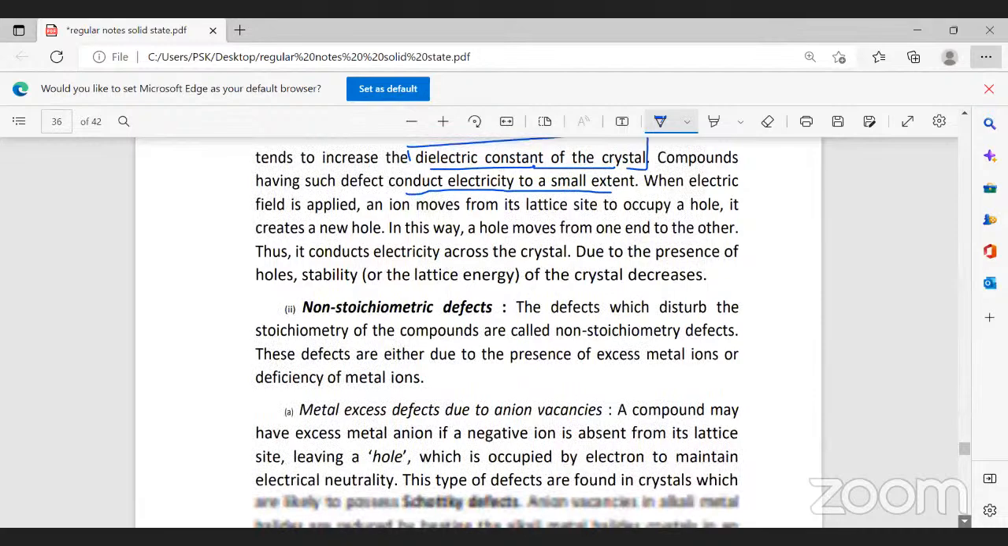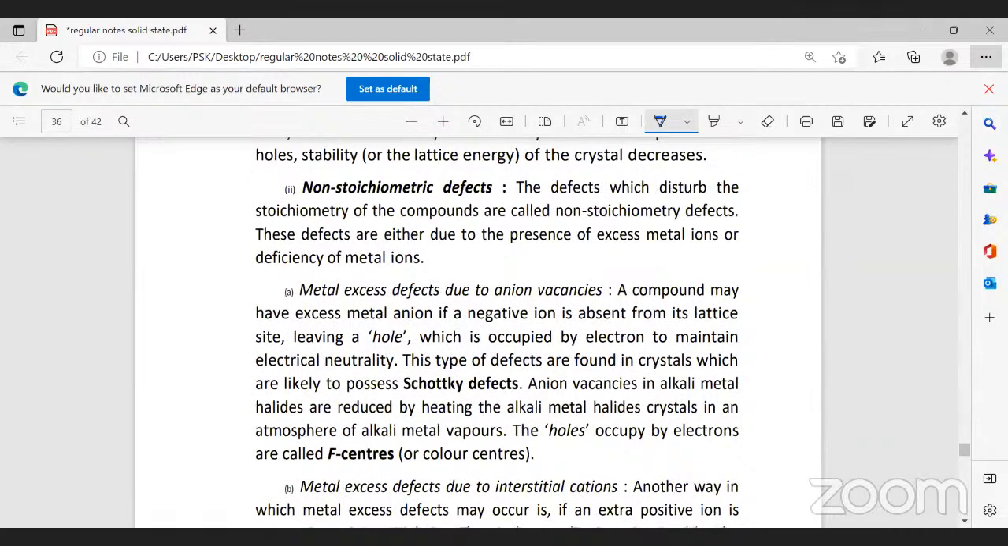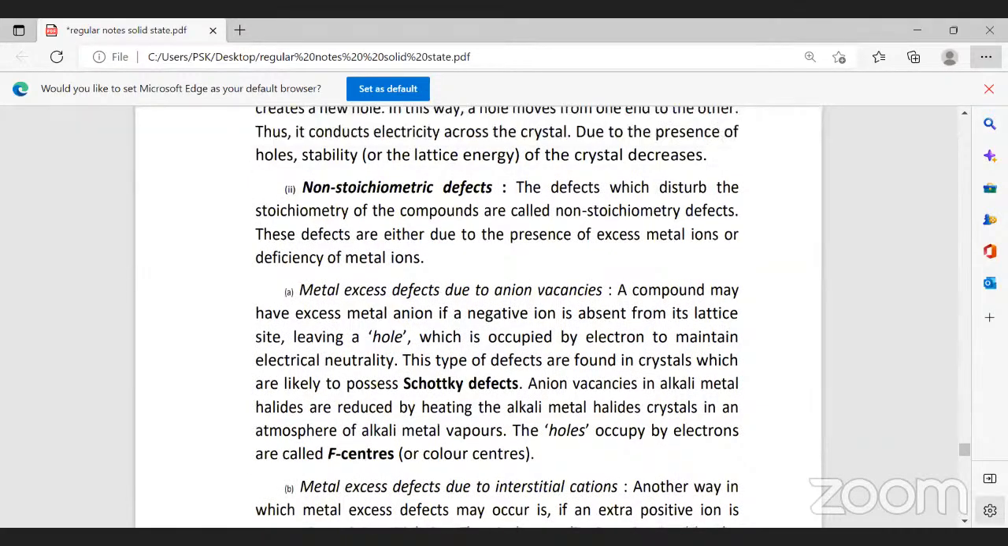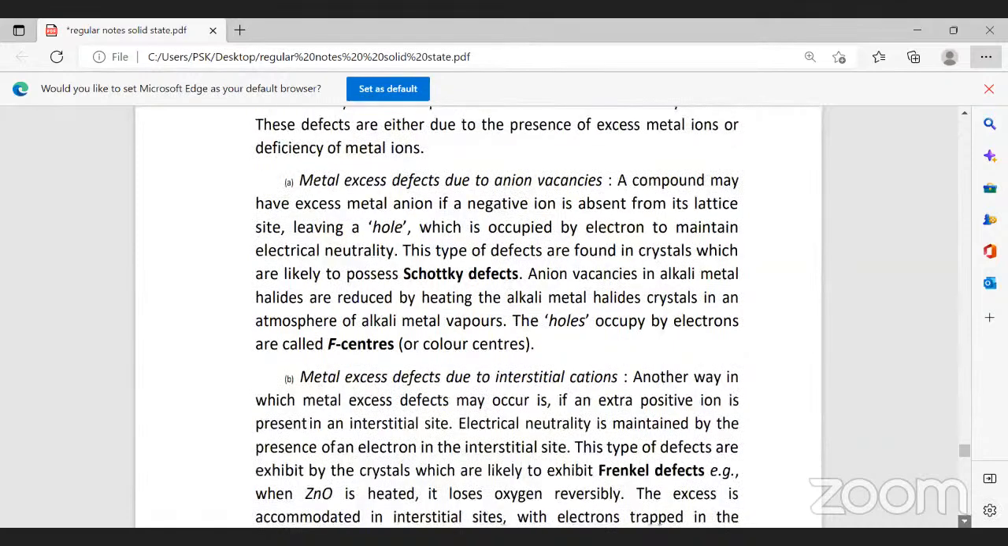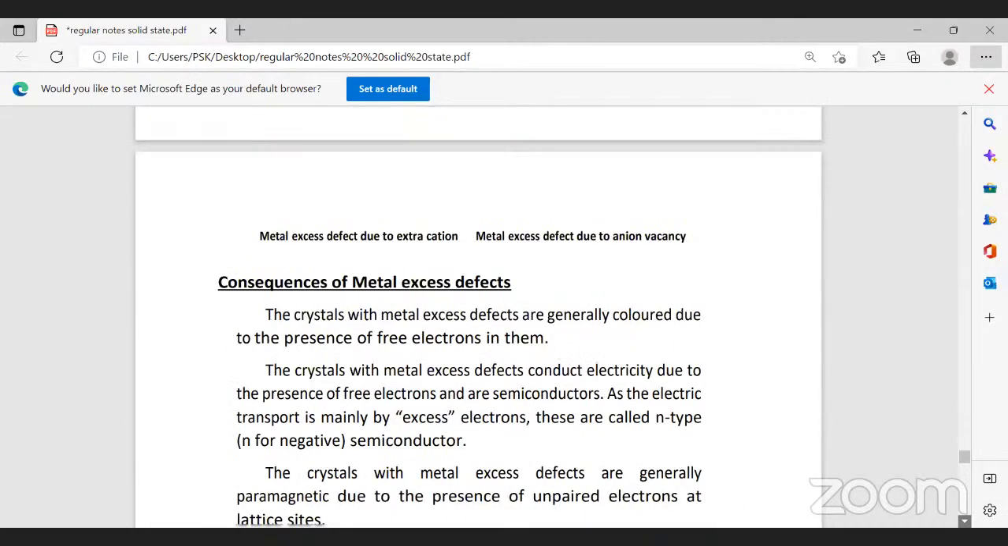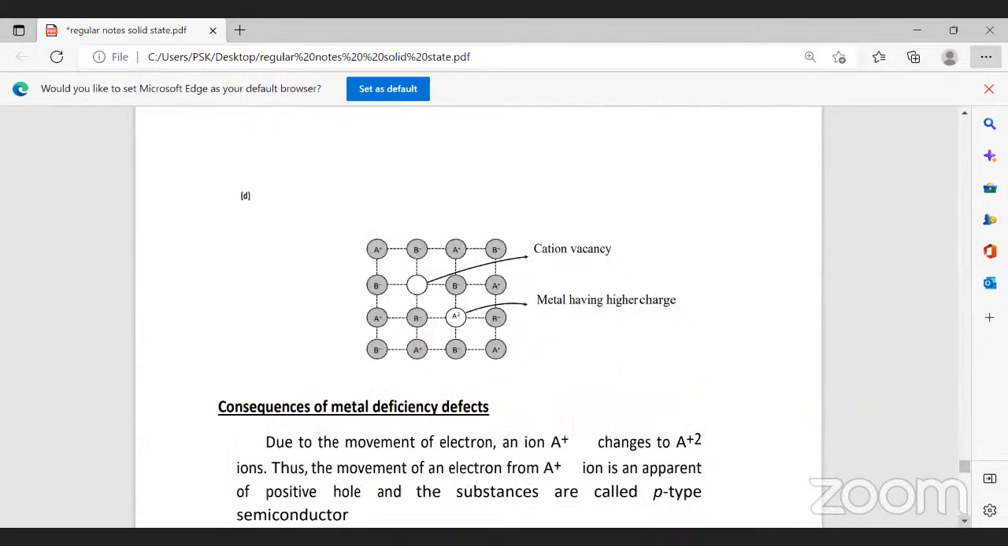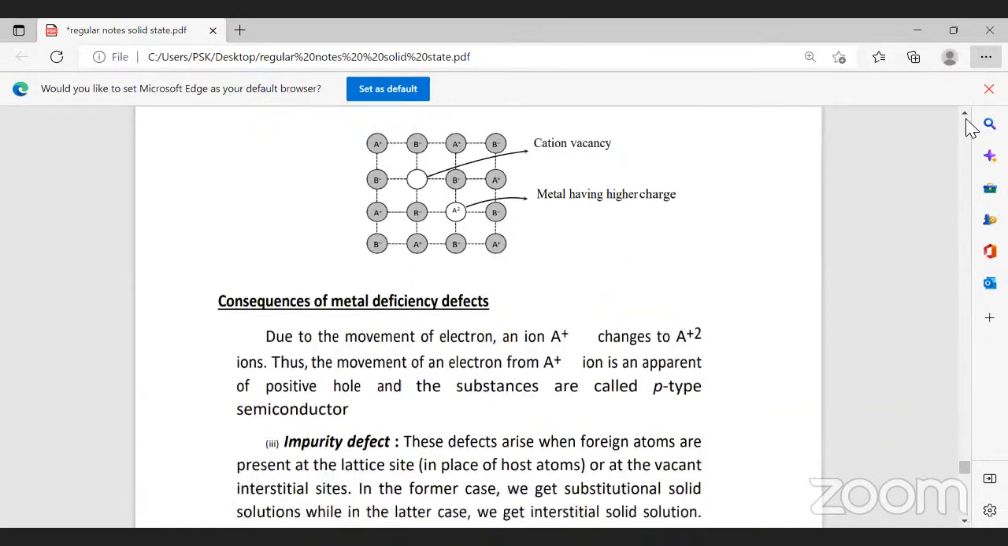Now comes the non-stoichiometric defects. At least we will try to finish off non-stoichiometric defects today. Let's see how much is possible today.